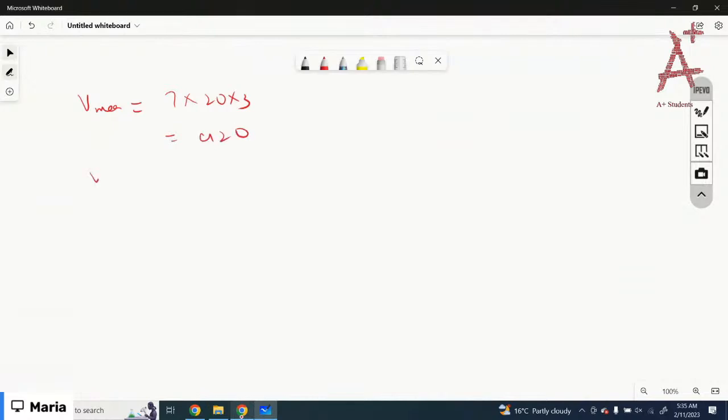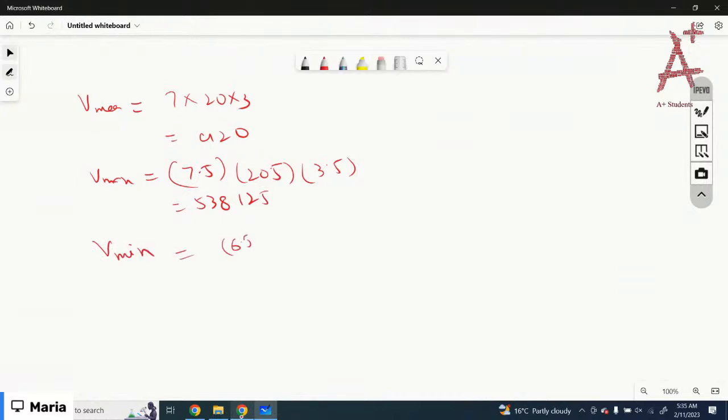Now you have to calculate the maximum volume. Just add 0.5 to all the values: 7.5, 20.5, and 3.5. Got it? So when you multiply them, it would be 7.5 times 20.5 times 3.5, which is 538.125.